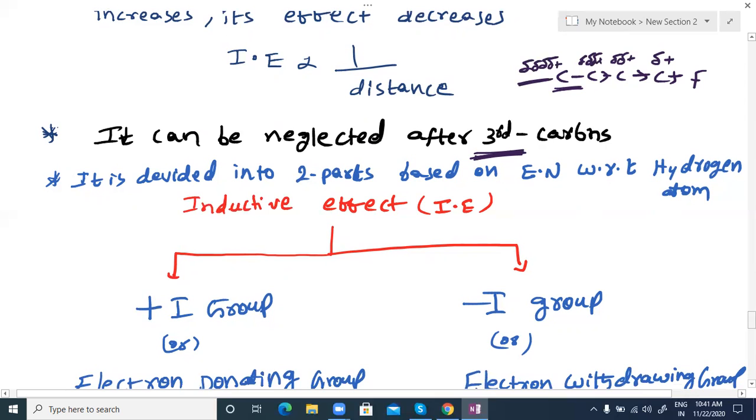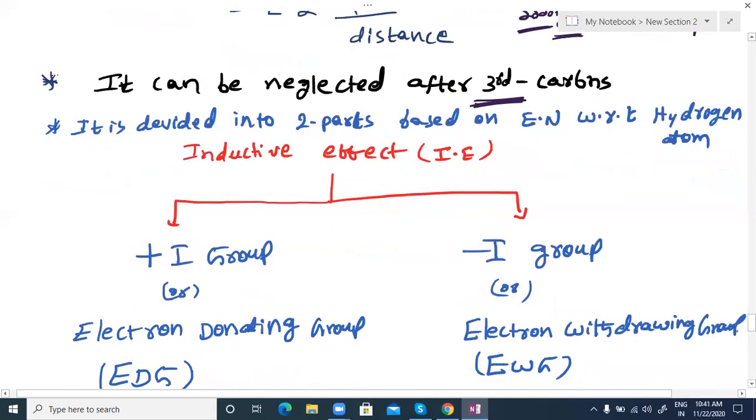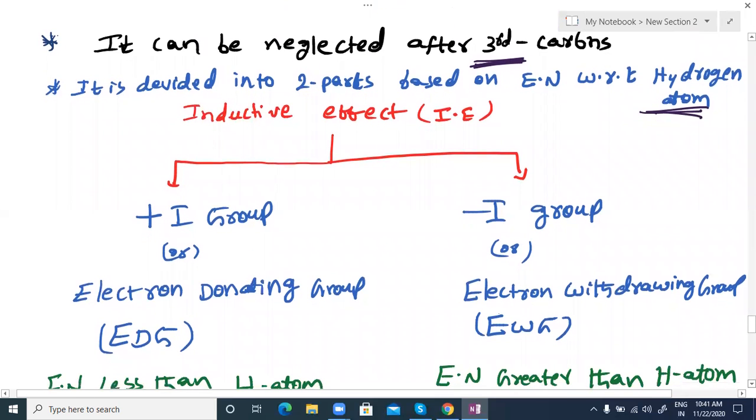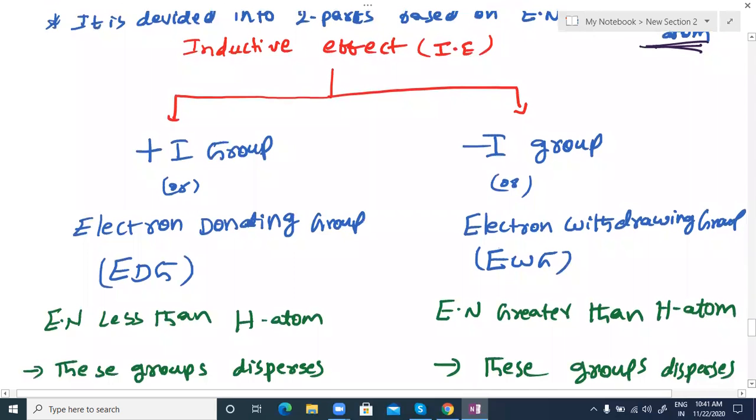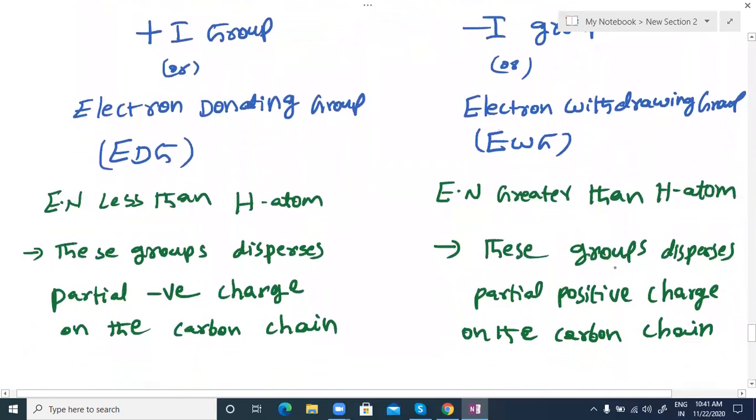So inductive effect is again classified into two types, based on the electronegativity of an atom compared with the electronegativity of hydrogen atom. Any group which can donate electrons more than hydrogen atom, we call plus I groups. Any group which is taking electrons more than hydrogen atom, we call minus I groups. Those with more electronegativity can't donate electrons, that's why minus I. Electron taking means withdrawing.